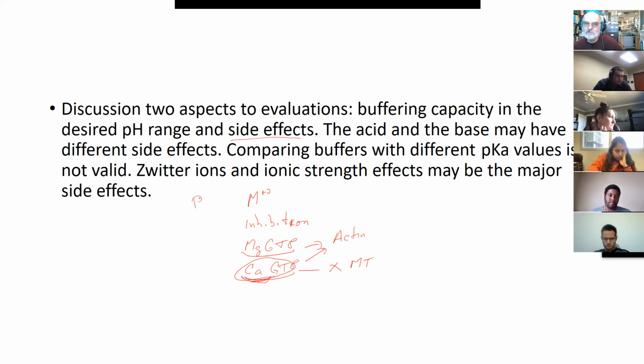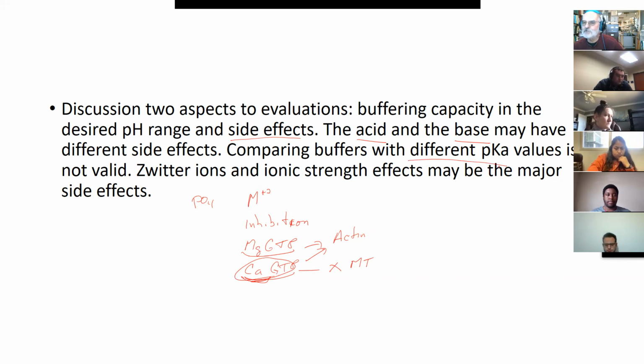The paper focuses initially on phosphate, okay? Lots of ATP dependent systems are phosphate inhibited. That's why often phosphate is a bad buffer for a lot of those systems, okay? Notice the acid or the base may have different side effects. So different protonated forms may be activating and maybe inhibiting, and you sort of have to know that.